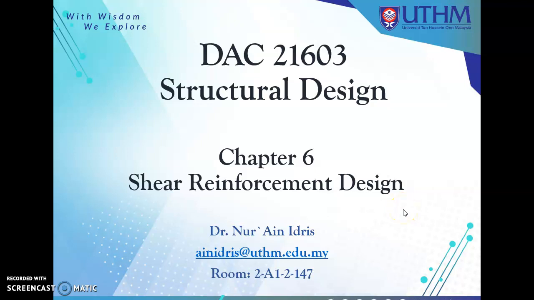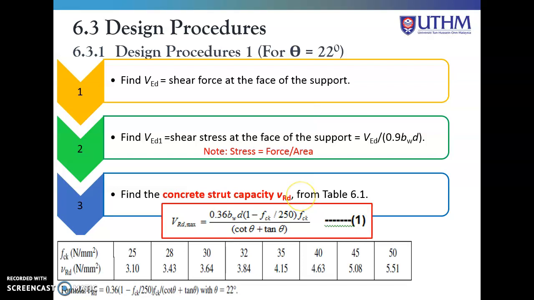Okay, Assalamualaikum. Kita continue our shear reinforcement design, the procedure. Okay, this is what I call design procedure 1, which is for theta is equal to 22 degrees. Okay, first kali kita kena find the VED, the shear force at the face of the support.